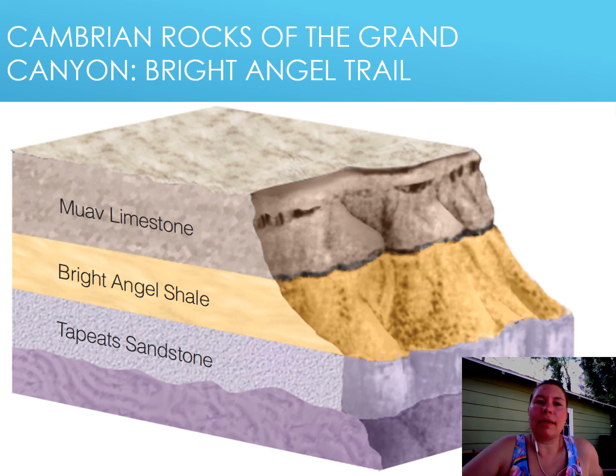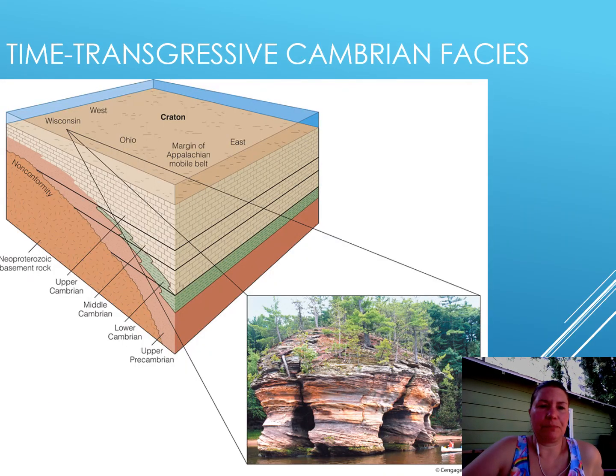So this is kind of a block diagram of some rocks that we see exposed in the Grand Canyon as well. Okay, so the Tapeats sandstone is going to represent the very beginnings of that sea level rise. And then we are getting into the Bright Angel shale, which is going to be more sea level rise. And finally, the Muav limestone, which is where sea level reached its highest point before we have the Ordovician occurring. So, all right, I think that's probably good for the Grand Canyon.